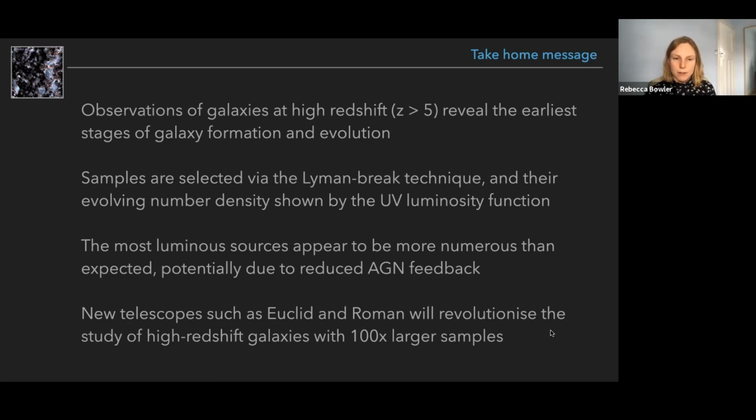My own work has shown that some of the most luminous sources seem to be more numerous than expected, and this is possibly due to reduced AGN feedback at early times. But this will really be revolutionized and made much more robust with new telescopes such as Euclid and Roman, which will produce many, many larger samples that can then be followed up in exquisite detail with James Webb.